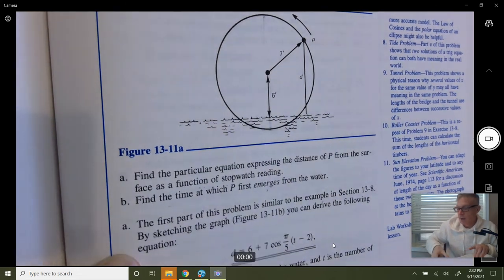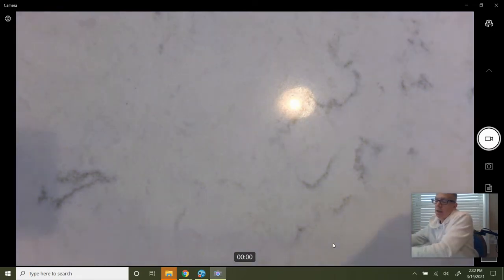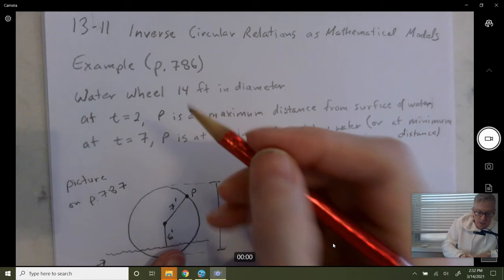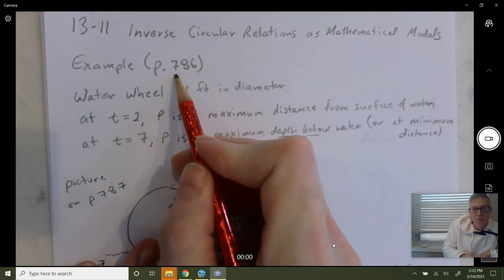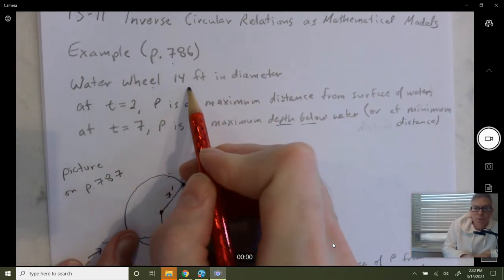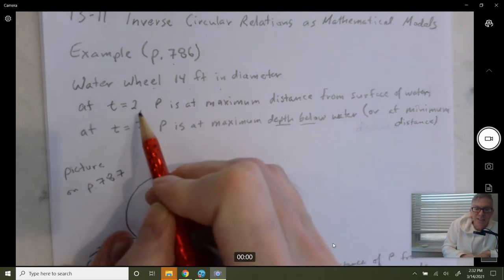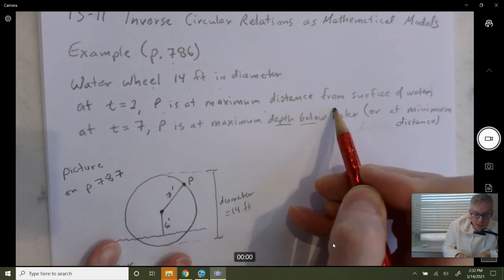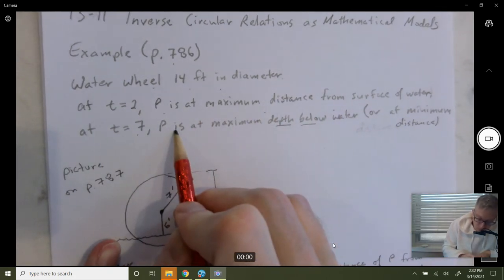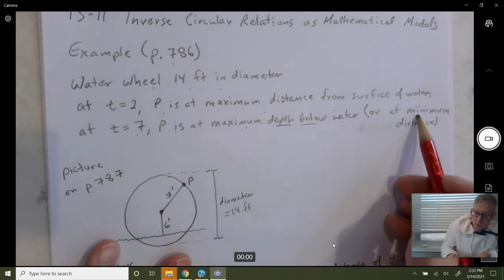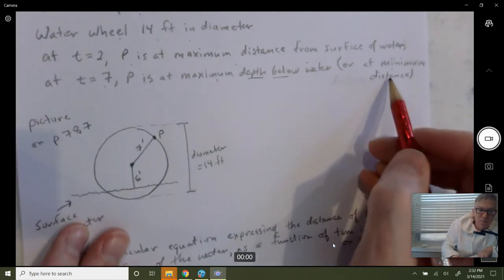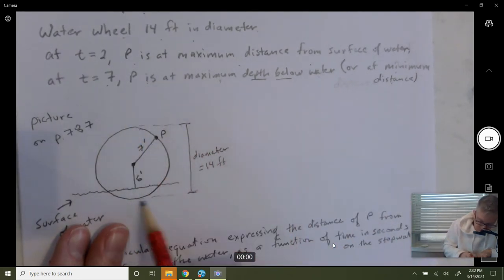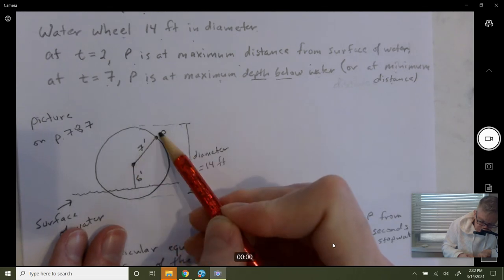Now, I've written down the key information onto this sheet of paper. Again, this is 13.11, the example on page 786. The water wheel is 14 feet in diameter. That was important. At t = 2, your P is at a maximum distance from the surface of the water. At t = 7, P, your point, is at a maximum depth below the water, or your minimum distance. Here's the picture. I rewrote the picture right here. Your diameter from here to here is 14 feet, which means the radius is 7.